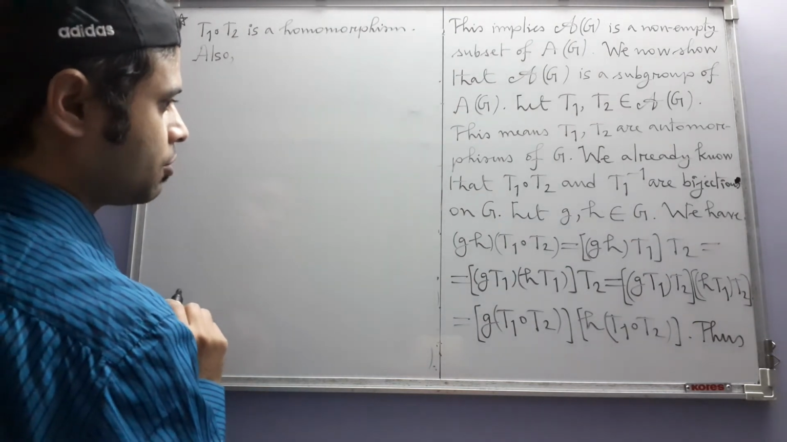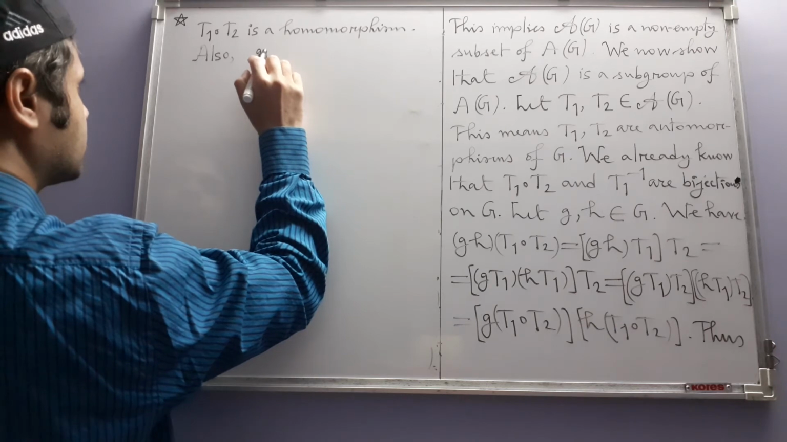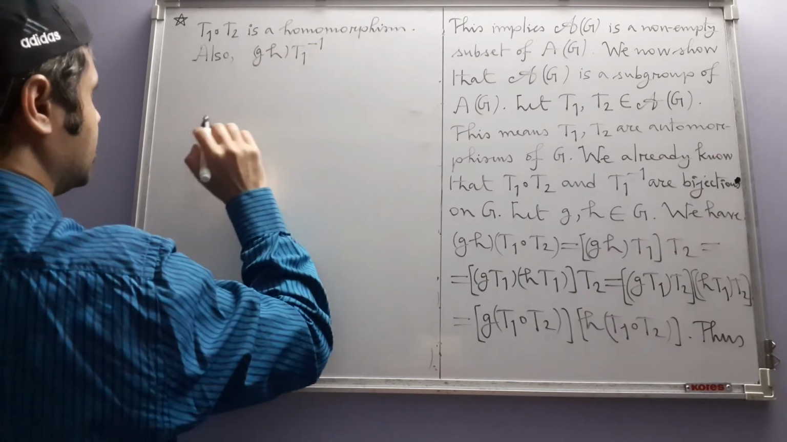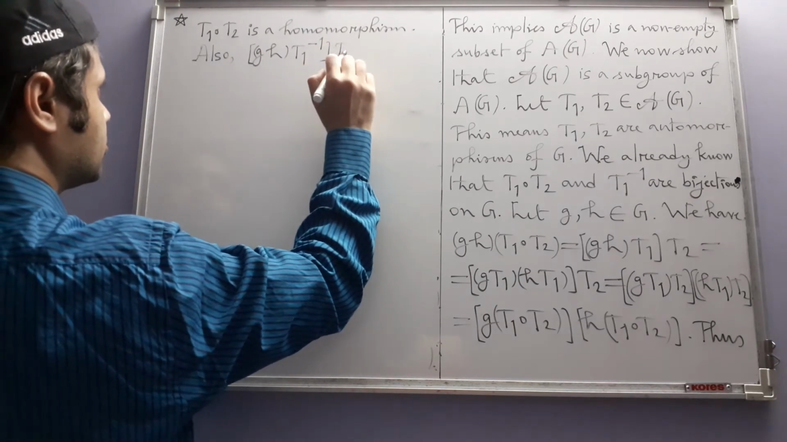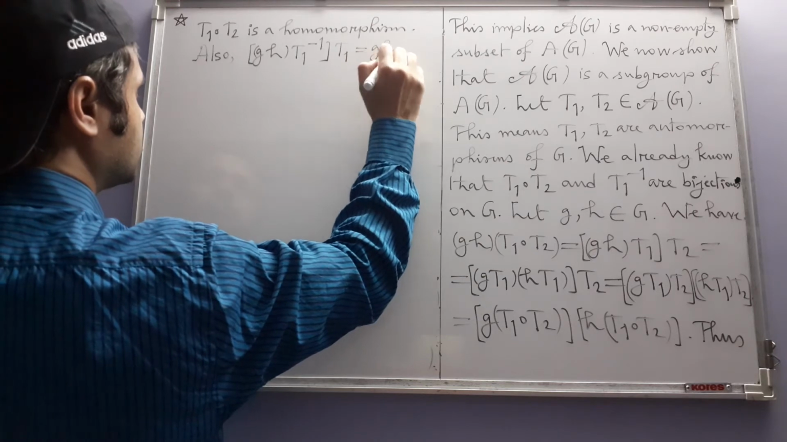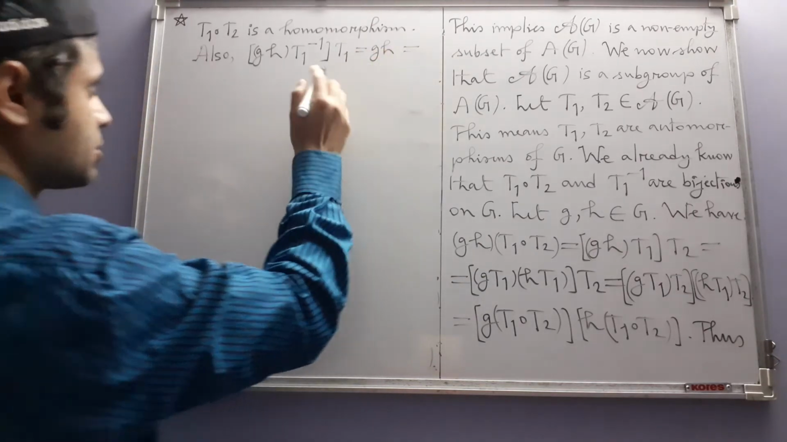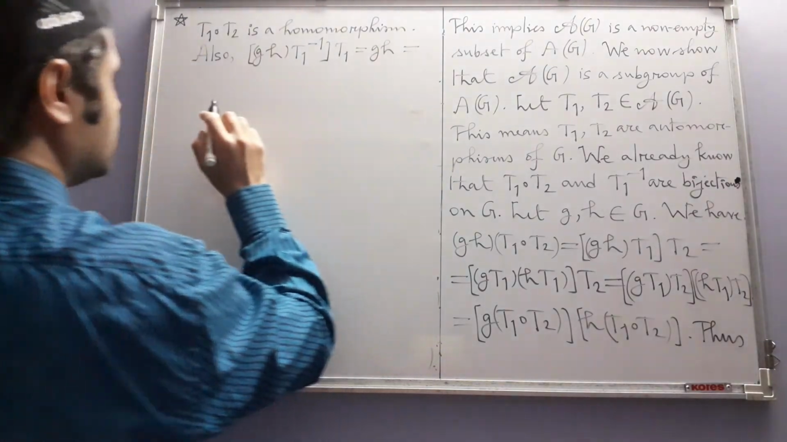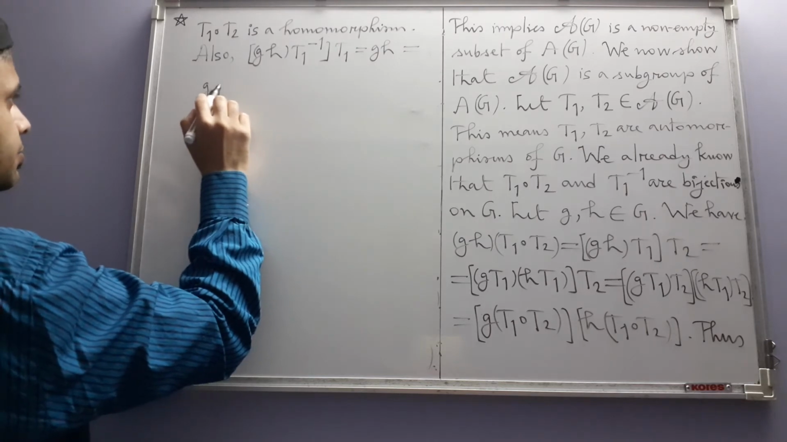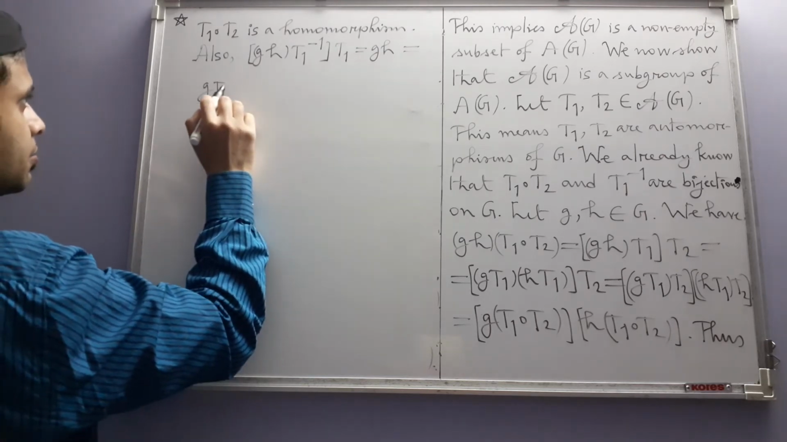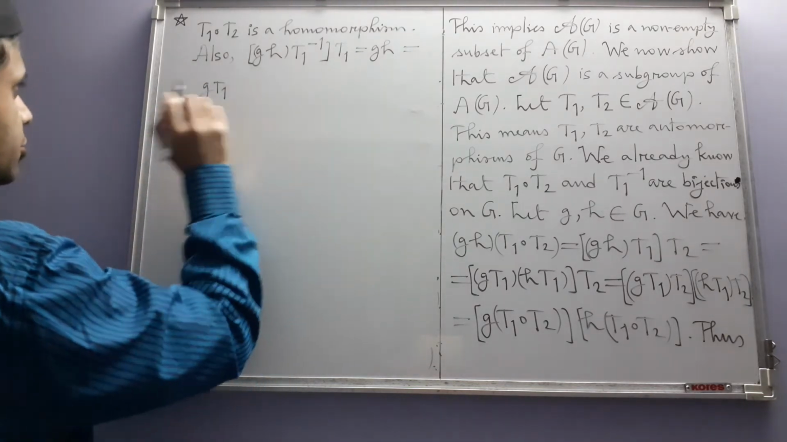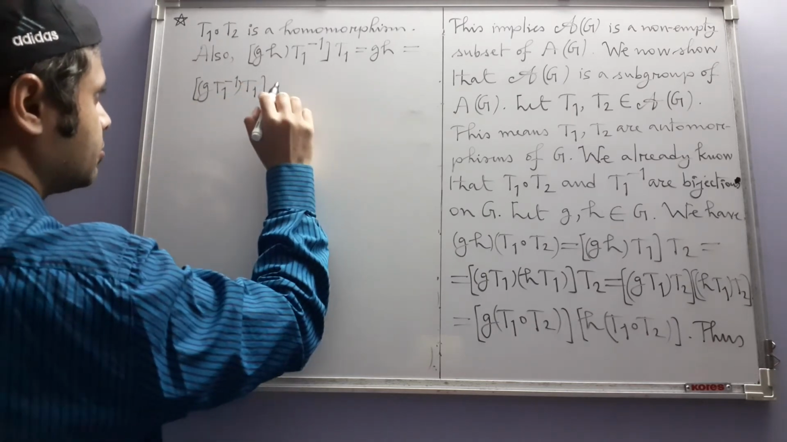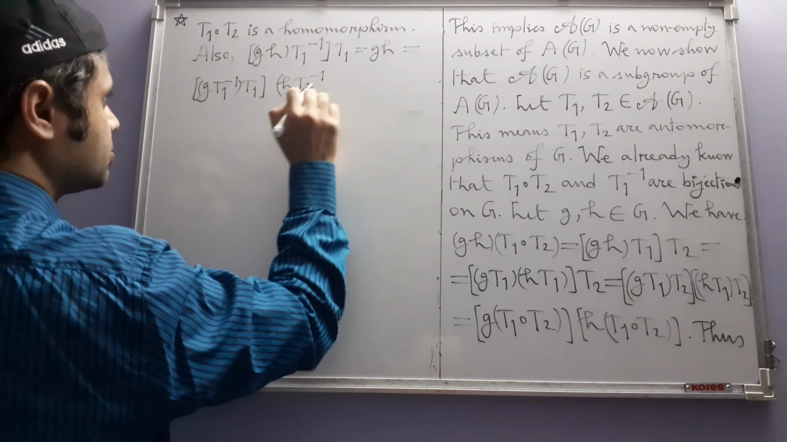Also, note this: GH T1 inverse T1 is equal to GH, because T1 inverse T1 is the identity mapping, which when you apply on GH, you get GH, and just like that, G is equal to GT1 inverse T1, and H is equal to HT1 inverse T1.